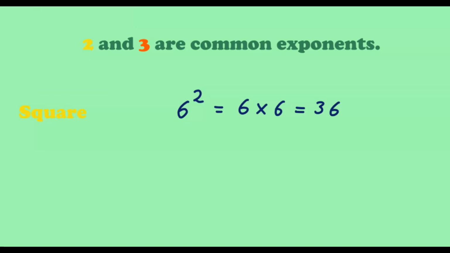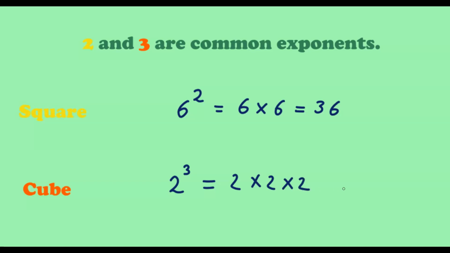And if we raise a number to the power of 3, then we say that we are taking the cube of the number. For example, if we consider 2 to the power of 3, then this is 2 multiplied by itself a total of 3 times. So we have 2 times 2 times 2, and that is equal to 8. So we say that 2 cubed is equal to 8.